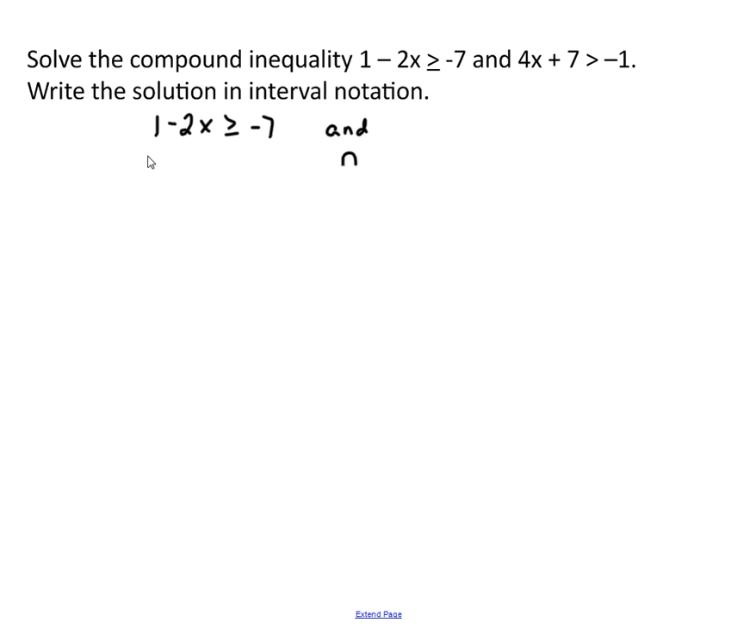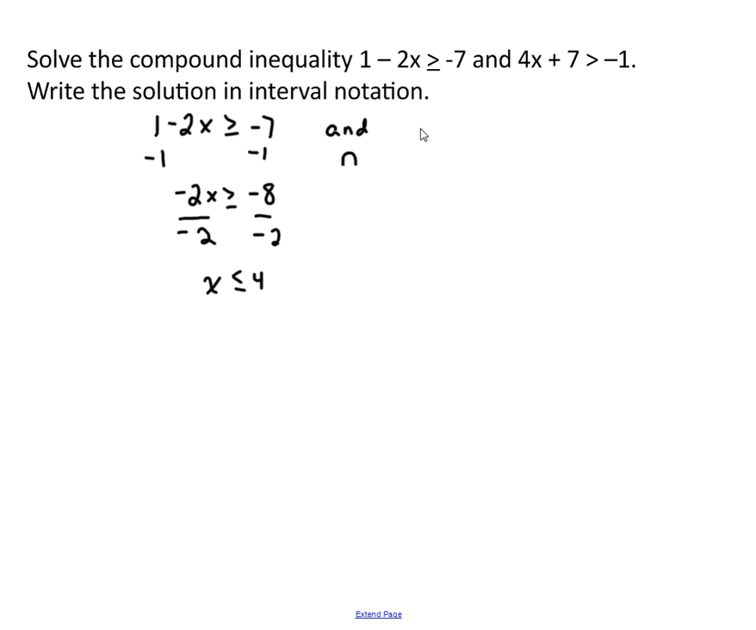Let's first of all solve this inequality by subtracting 1 from both sides. So I get negative 2x is greater than or equal to negative 8. Now in this case, we are going to divide both sides of the inequality by negative 2, which means that as we isolate x, we're going to have to switch the direction of our inequality symbol, this time to being less than or equal to positive 4. All right, so that's one set.